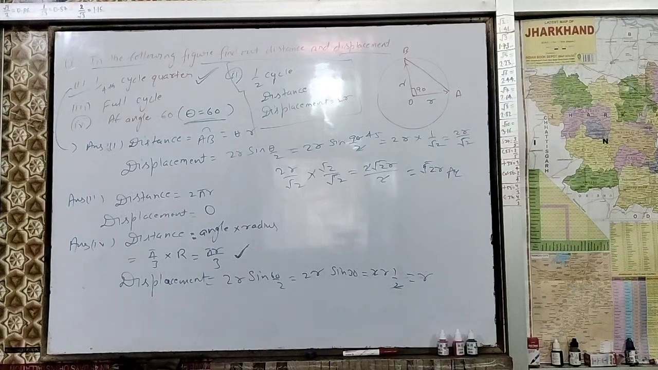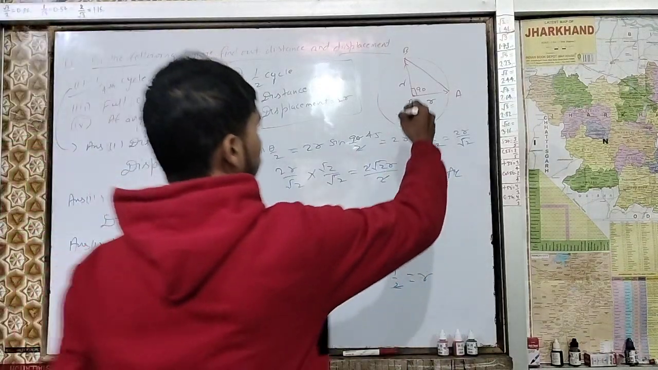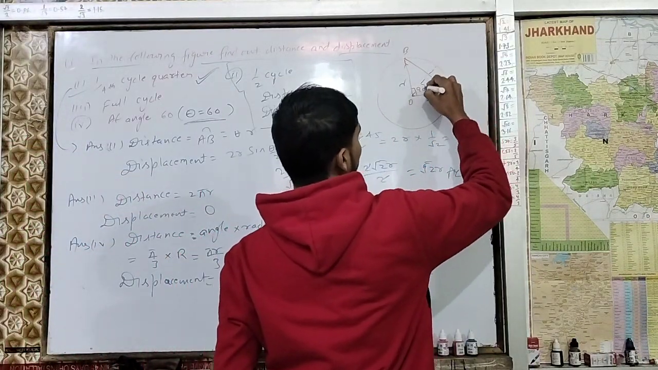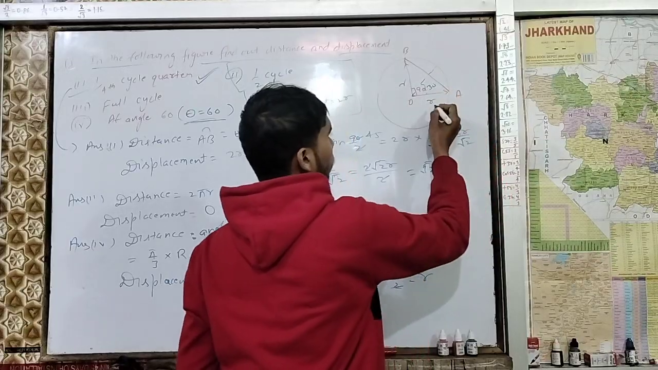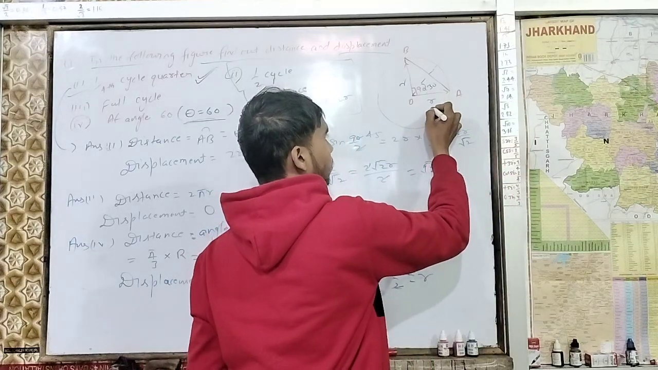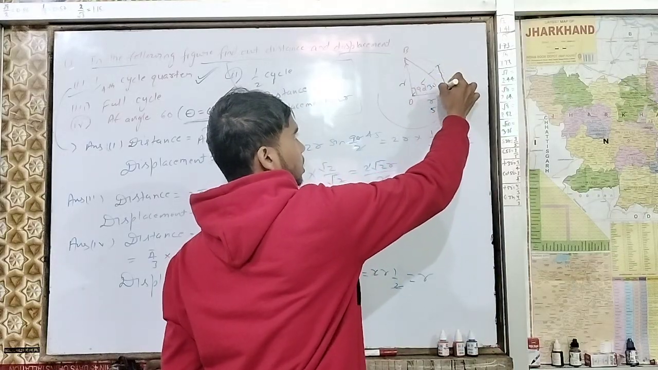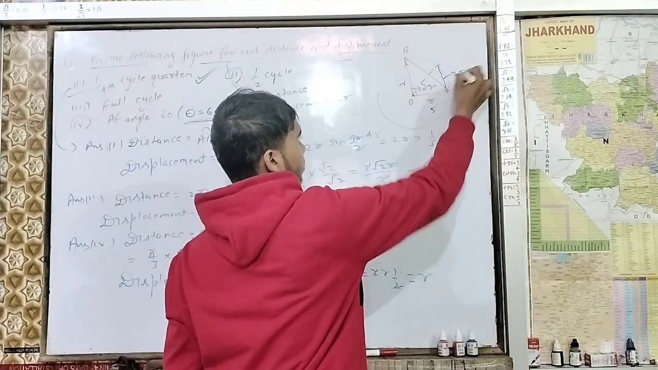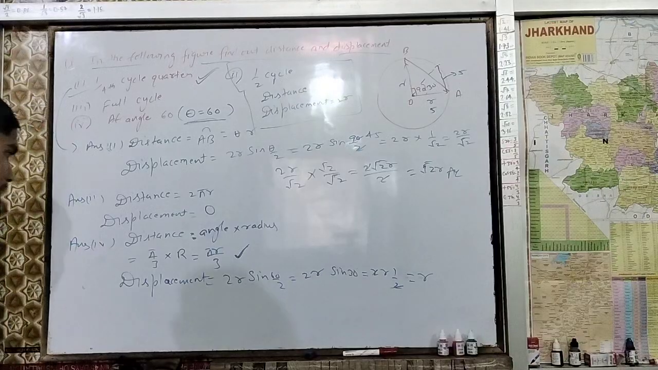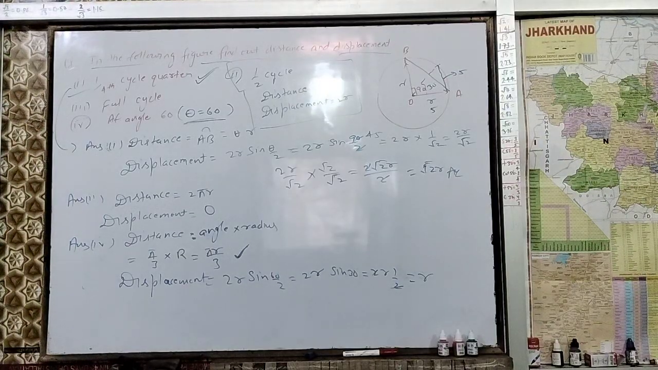Let's say this is a 60 degree angle. Whatever the value of this radius is, for instance 5, then this displacement will also be 5, which is equal to the radius. That is what we are arriving at with the radius answer. Finally this question is completed.